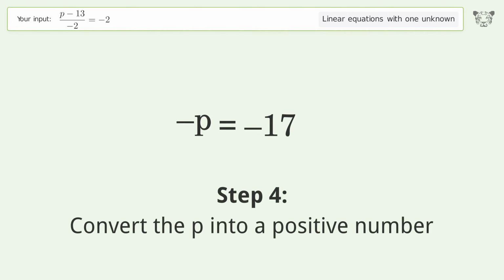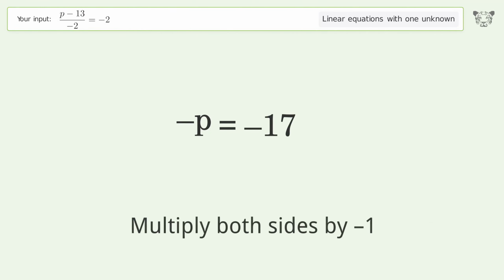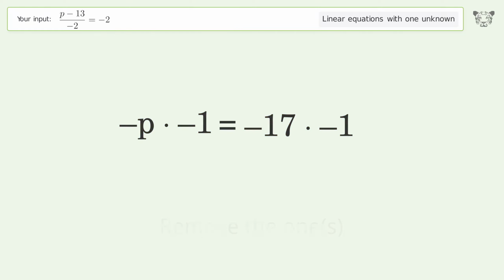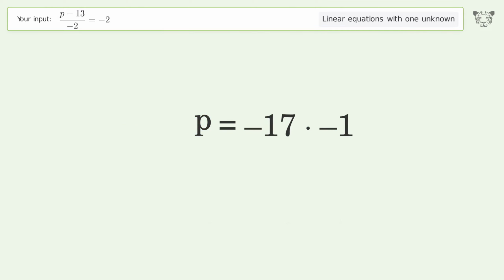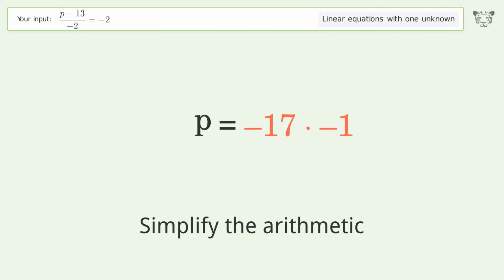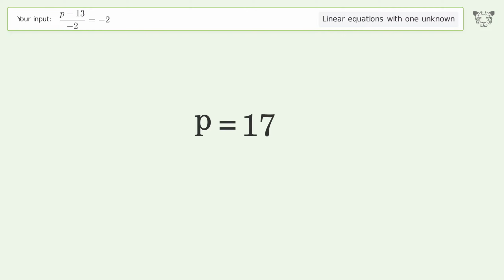Convert the p into a positive number. Multiply both sides by -1. Remove the ones. Simplify the arithmetic. And so the final result is p equals 17.